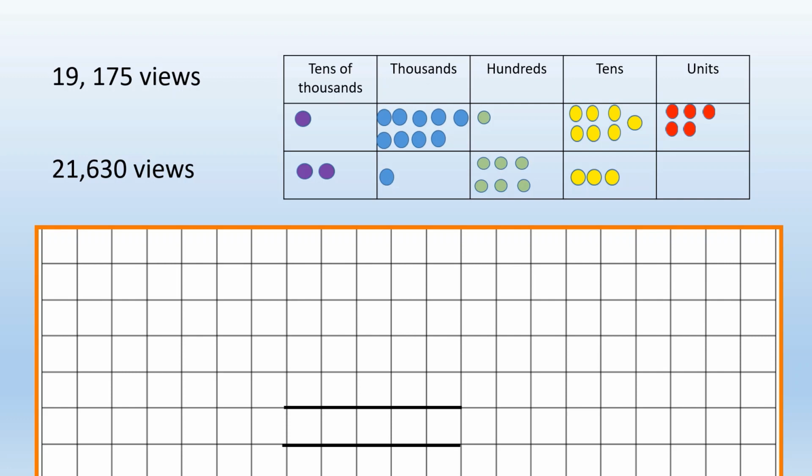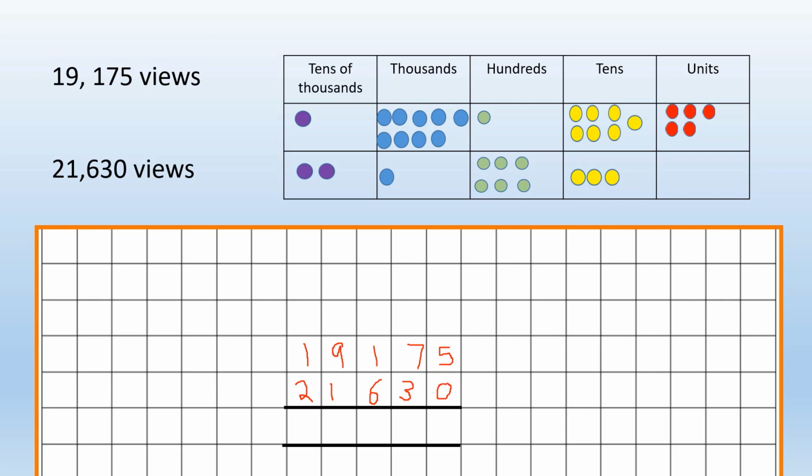So I'm now going to add those up using my column addition on my squared paper. I'm going to remember to use 1 digit per square, and I need to remember to line my digits up according to their place value. So we have 19,175 and we have 21,630.